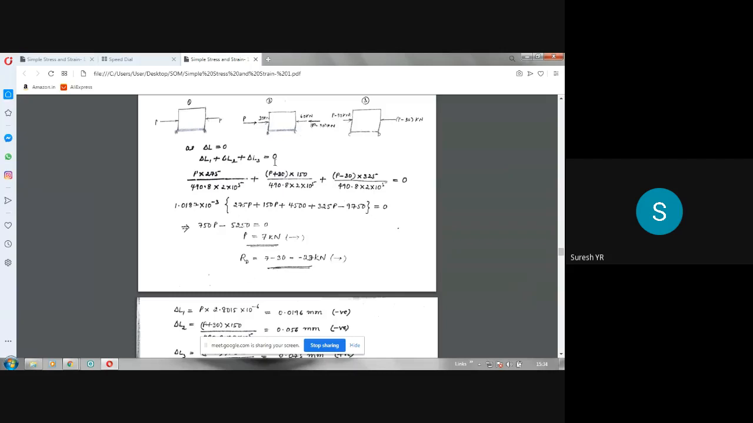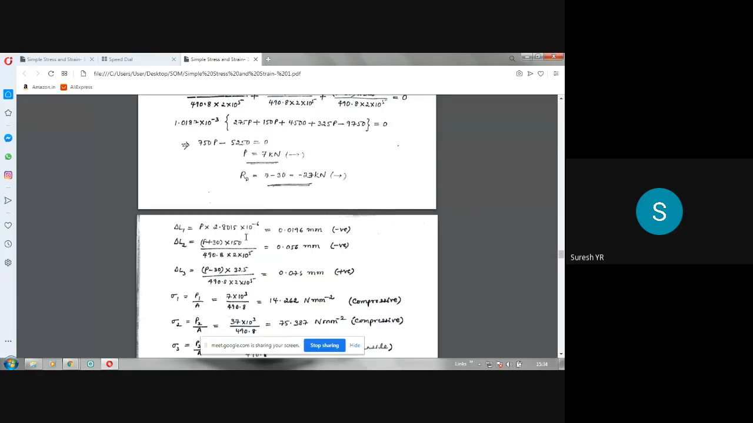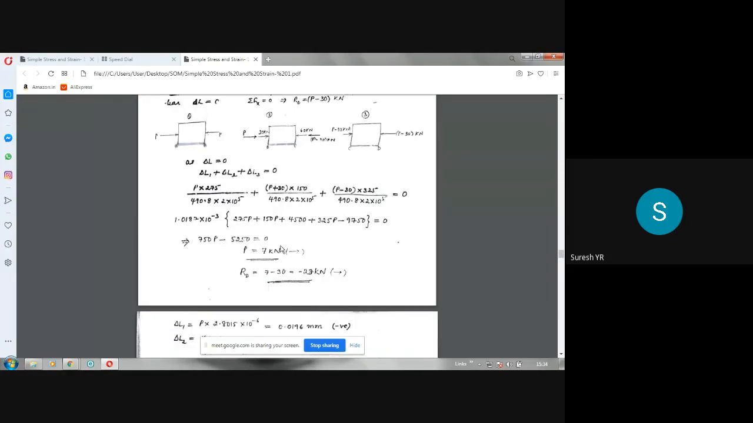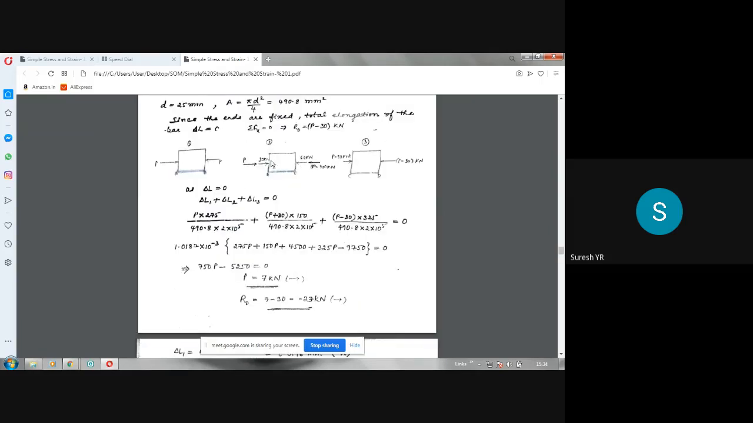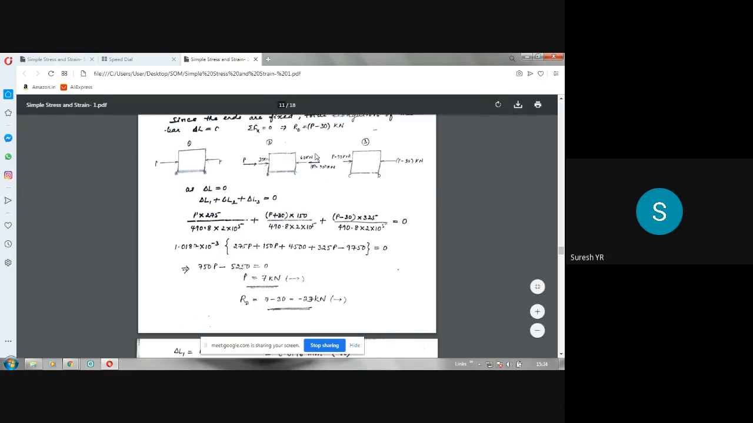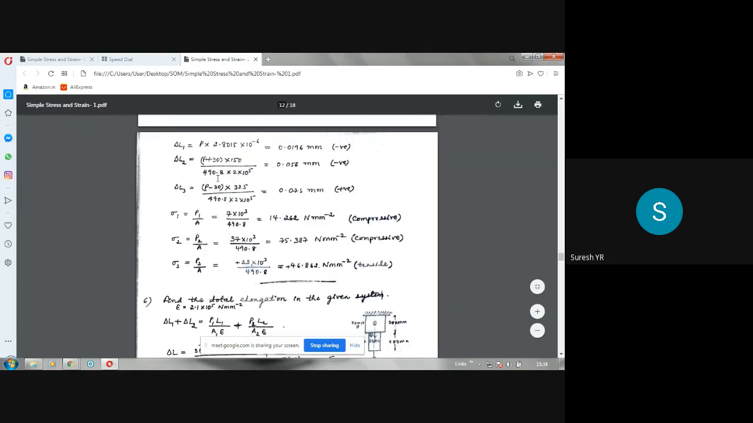Now coming to delta L2, the second part. Here you just have to put the value of P. P is 7 here, so 7 plus 30, 37. I have taken the same expression. Put the value of P as 7 plus 30 into 10 power 3, because it should be converted to newtons. So P is 37 into 10 power 3 into 150 divided by this value gives this value. This is also negative. Why? This is also compressive force. So 37 kilonewton is the compressive force acting on the second portion, so delta L2 is negative.